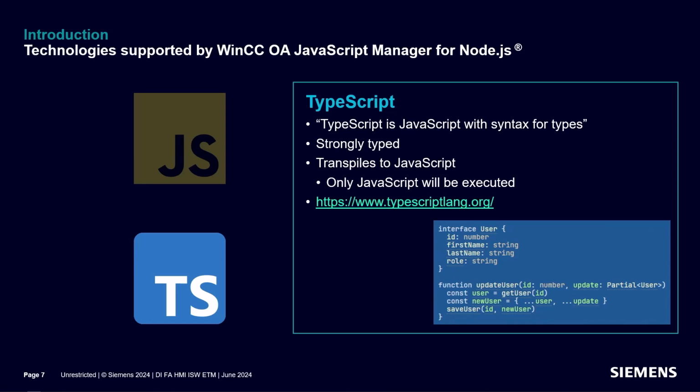And the last technology is TypeScript. It's JavaScript with syntax for types. It's built on top of JavaScript. It actually transpiles from the TypeScript code you write to JavaScript code that is then executed in Node.js or in the browser. And it supports strong type checking and other features that help you develop more stable, more secure code and find problems already in the development phase, and not later on when you're actually running your software.